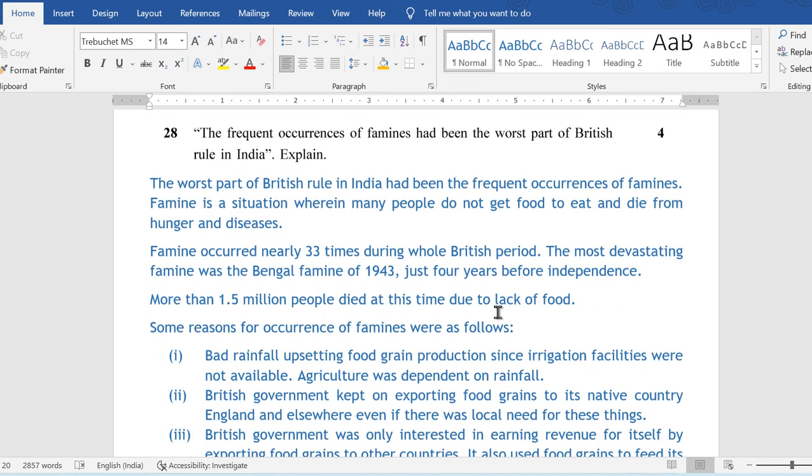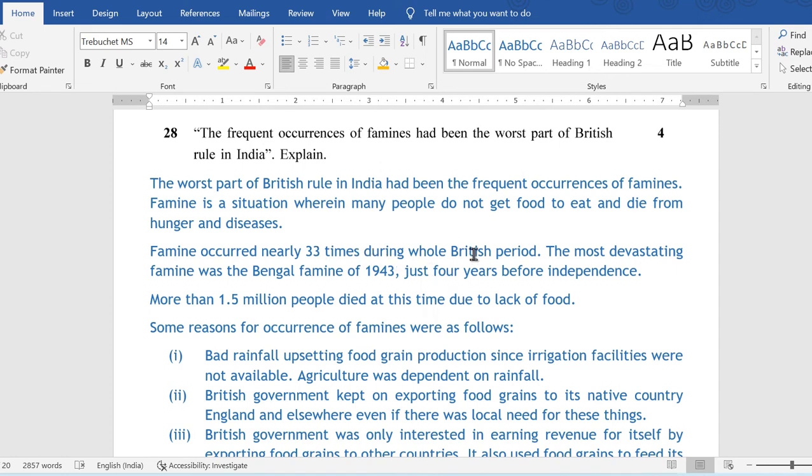The next question, question 28. The frequent occurrences of famines had been the worst part of the British rule in India. Explain. The worst part of the British rule in India had been the frequent occurrences of famines. Famine is a situation where many people do not get food to eat and they die because of hunger and other diseases.